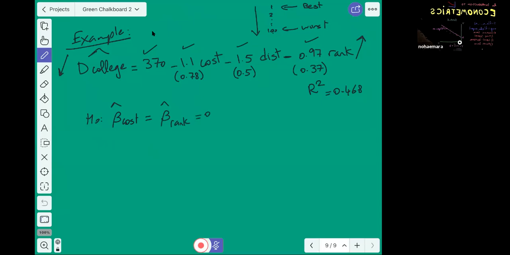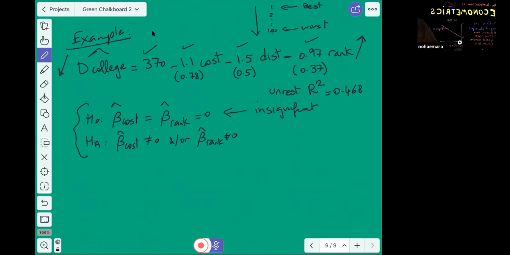So I'm testing whether I can remove cost and rank from this regression. Are they statistically insignificant? If I fail to reject, then they are statistically insignificant. So I need to perform a test. And the alternative is, again, that one of the above does not hold, so this one is not equal to 0. You're going to use this to write the restricted model. You know that this R square is called the unrestricted because it's coming from the unrestricted model.